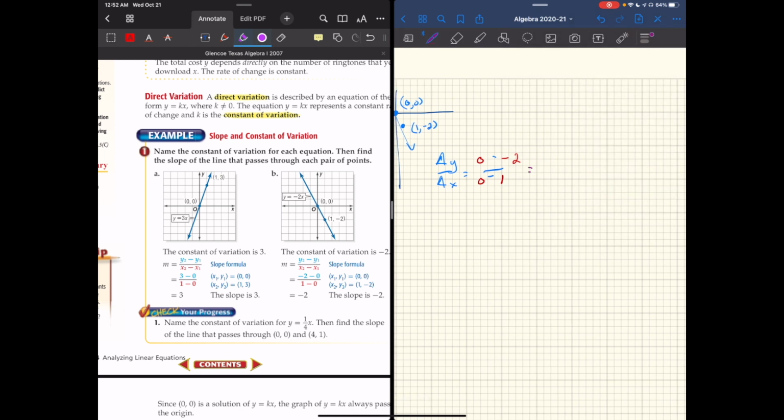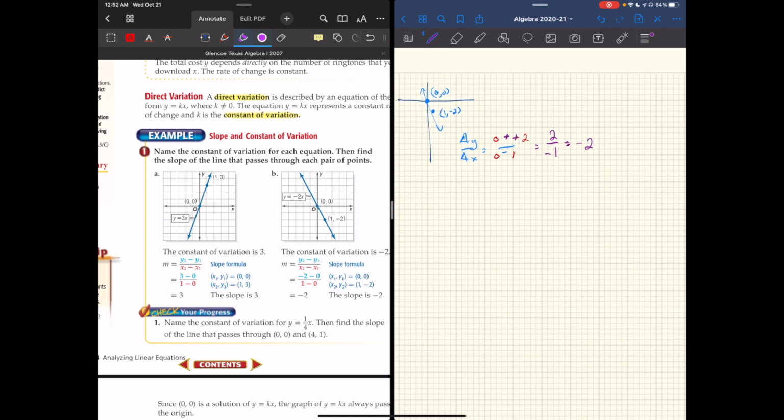0 minus negative 2, of course, we remember, oh, those two negatives turn into plus, so that's 2. 0 minus 1 is negative 1. 2 over negative 1 is the same thing as negative 2. And so that should be the equation. That should appear in the equation, y equals negative 2x.